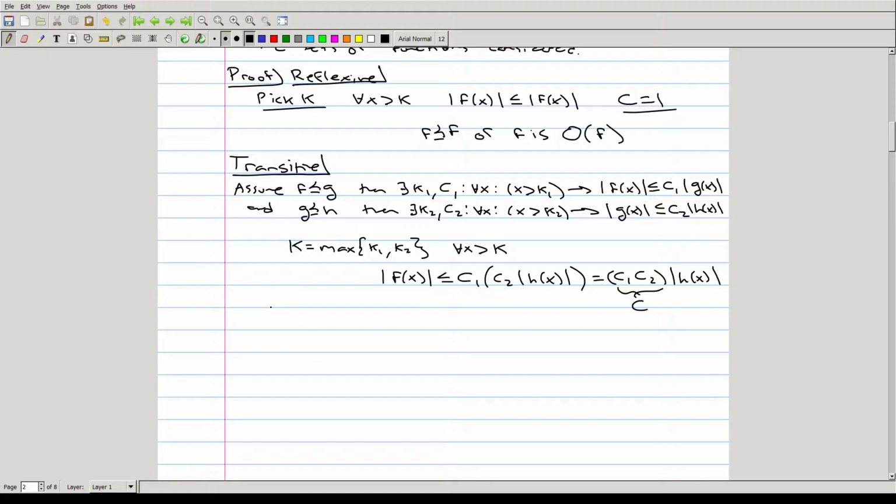So then we've just shown that if f is dominated by g and g is dominated by h, then f is dominated by h, which shows transitivity.